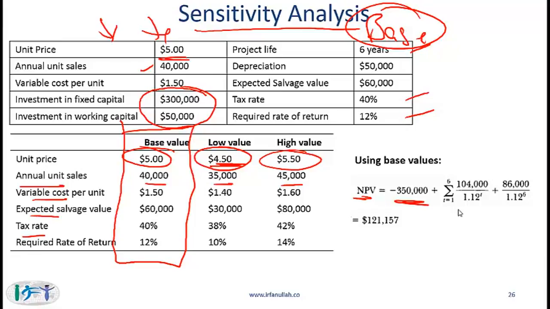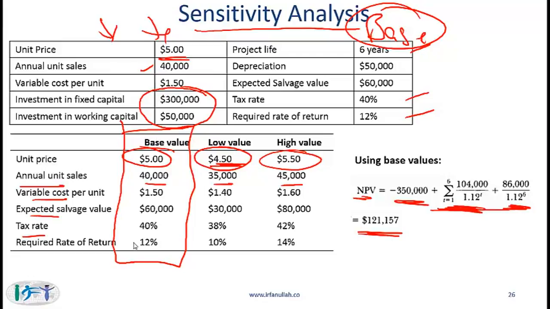Then what is given over here? So this summation is your operating cash flows, and this is the terminal non-operating cash flow. So you come up with an NPV of 121,157 using the base case scenario.